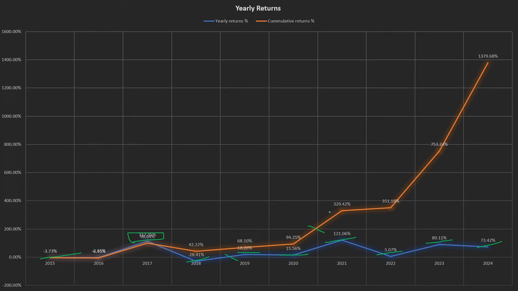And as you can see, the cumulative returns graph is also moving exponentially up in the last couple of years. So what is the takeaway from this graph? The takeaway from this graph is that the cumulative returns over the last 10 years of this sector is 1379.68%. That means more than 14x. So this sector has multiplied the returns by 14 times if somebody has invested in 2015 and remain invested by the end of 2024.